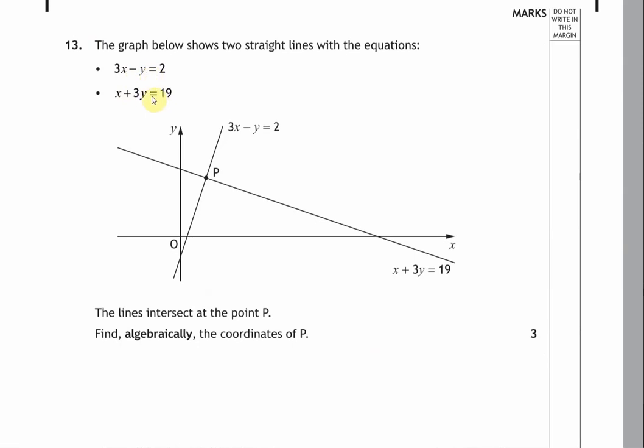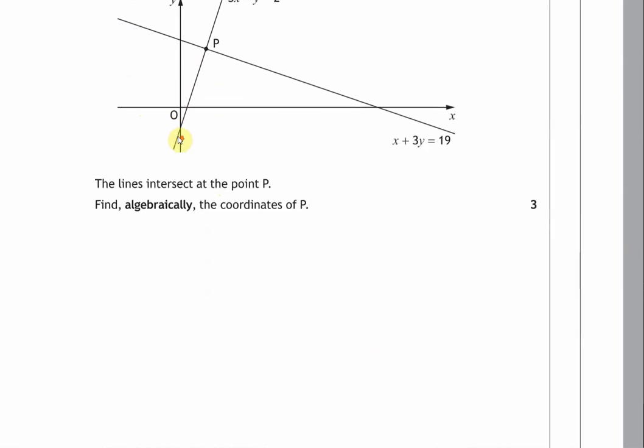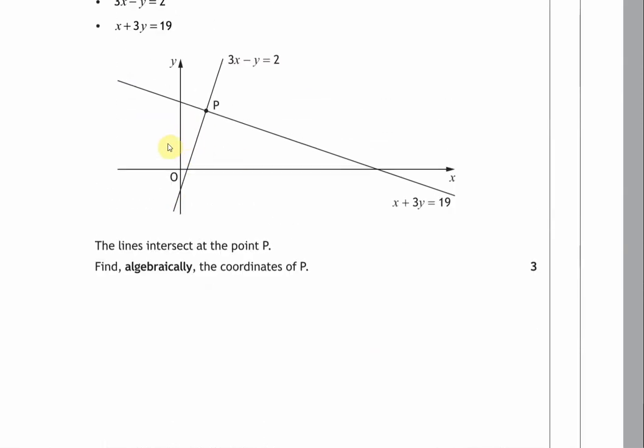Now question 13 is we have a graph that shows two straight lines with the equations 3x minus y equals 2 and x plus 3y equals 19. And we need to determine the value of P, which is the point of intersection of both of these lines. So as soon as you see a question like this, the point of intersection of two lines, the first thing you should be thinking about is simultaneous equations.